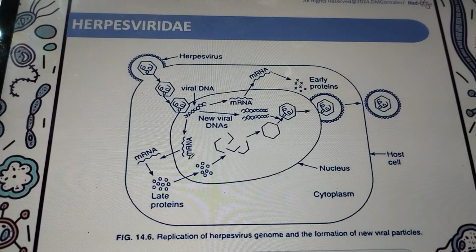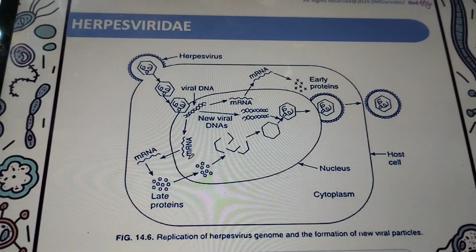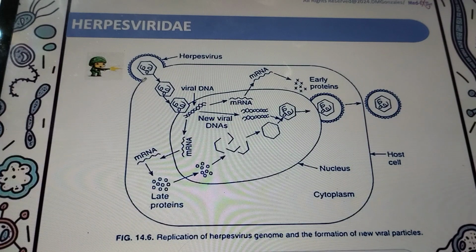So this is how almost all the viruses invade a host cell. Let's take for example the herpesviridae. So you have here your herpes virus. You call this your leader. Okay, imagine this as your leader. So the herpes virus attaches to the host cell. This is your herpes virus. This is the host cell. The envelope opens up and then it releases the nucleocapsid.